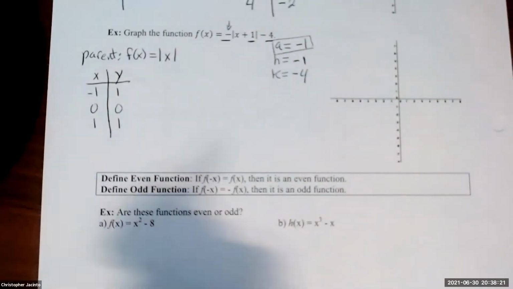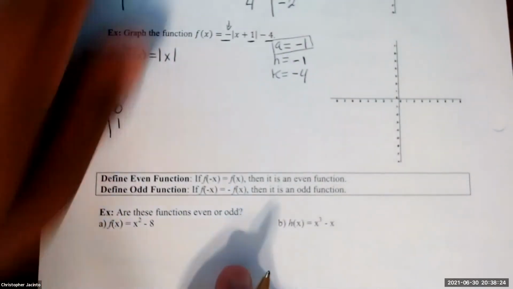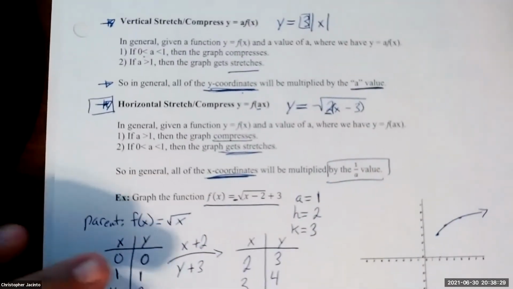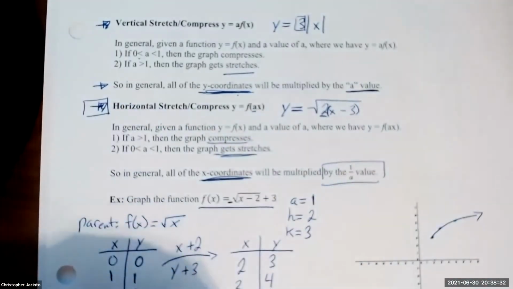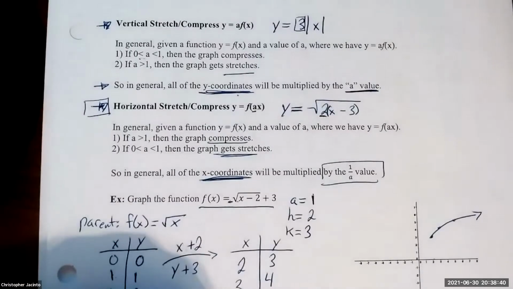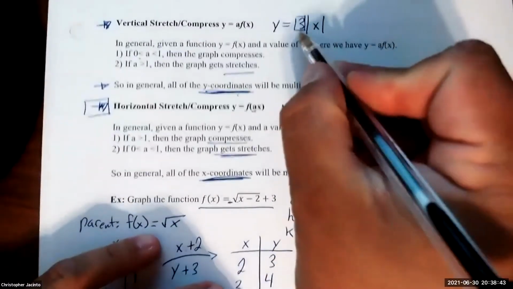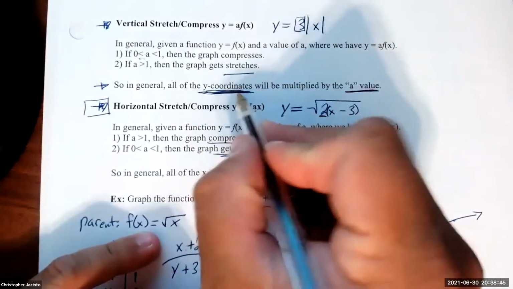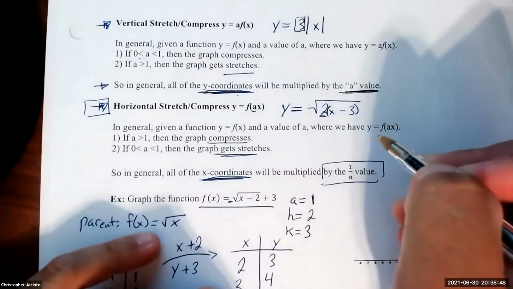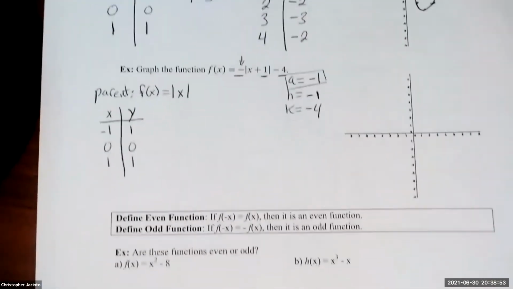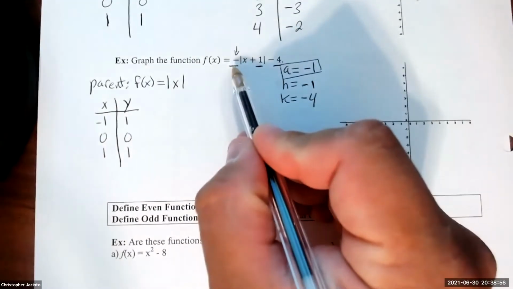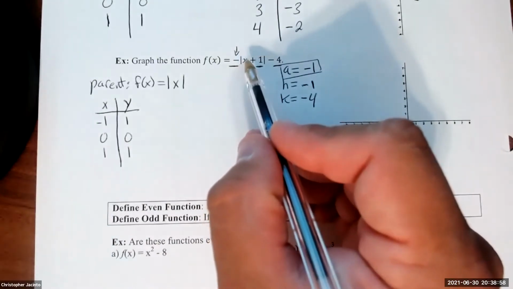So we need to figure out, is it a vertical or a horizontal stretch, right? Because that changes everything. So if we go back over here, it says if the number's on the outside, it's going to affect the y coordinates, right? So if the number's on the outside, it's going to affect the y coordinates by multiplying by that number. Okay. So let's go back over here. In this case, the A value is on the outside, so it's going to affect the y values.